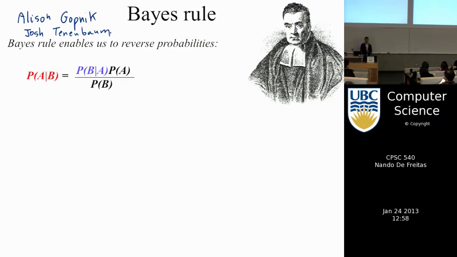So what Bayes' rule gives us is a way of inverting probabilities. If you know the probability of B given A, you're able to invert it and get the probability of A given B. And it's the formal mechanism for doing so.